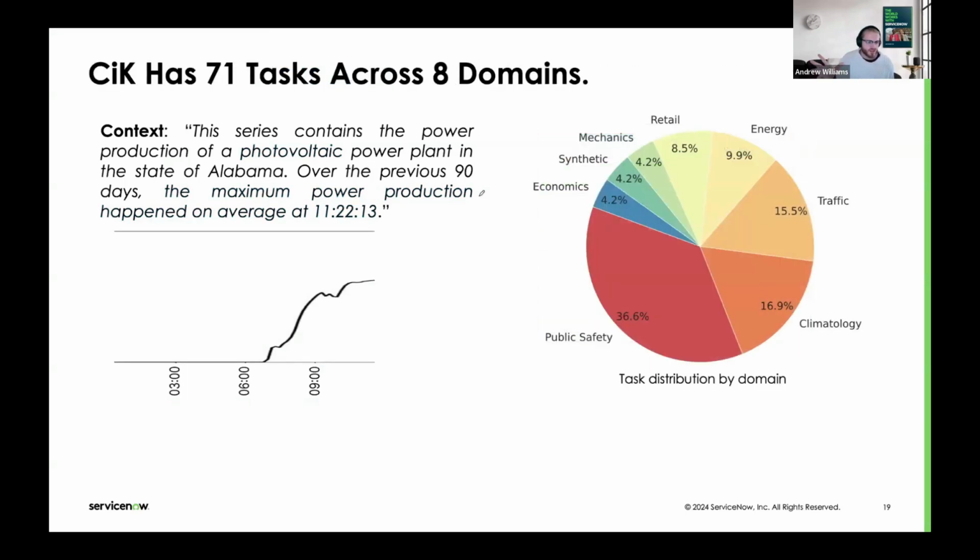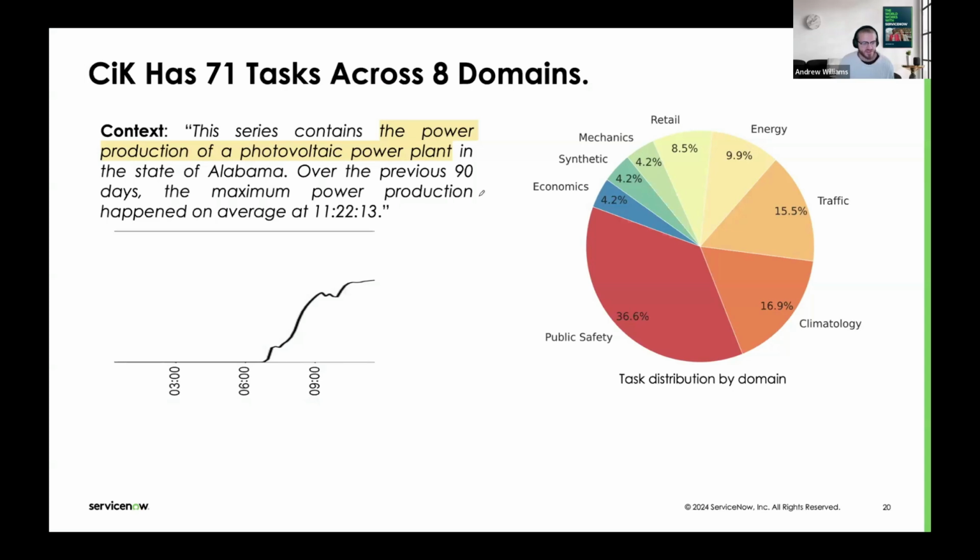And overall, Kik is composed of 71 of these different types of tasks. And these 71 tasks range across 8 domains to ensure that our evaluation applies to many different settings. So we don't want it to work just for traffic. We don't want it to work just for energy, just for economics, things like that. We want to make sure that we can evaluate in many different domains. And so coming back to our example, obviously this is the power production of a power plant. So this falls within the energy domain. And that's the overview of Kik.